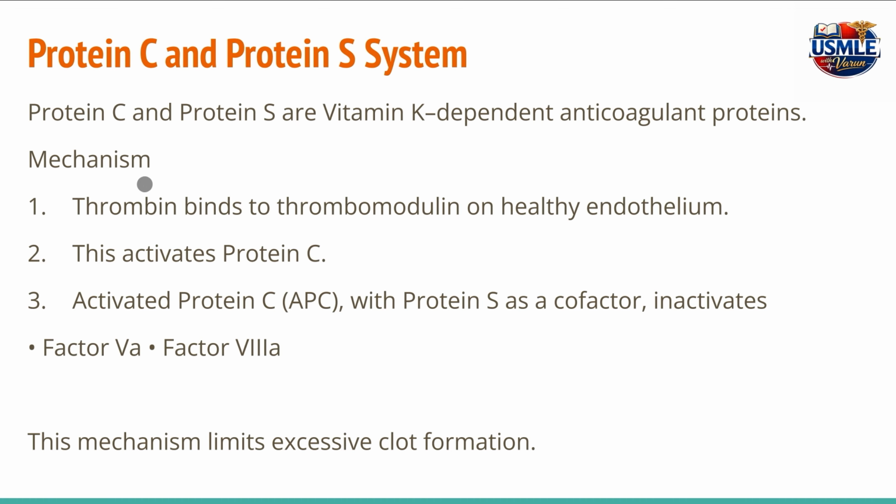Now let's discuss protein C and protein S. Protein C is activated when thrombin binds to thrombomodulin. This activated protein C, along with protein S as a cofactor, inactivates factors 5a and 8a, and this in turn limits clot formation.